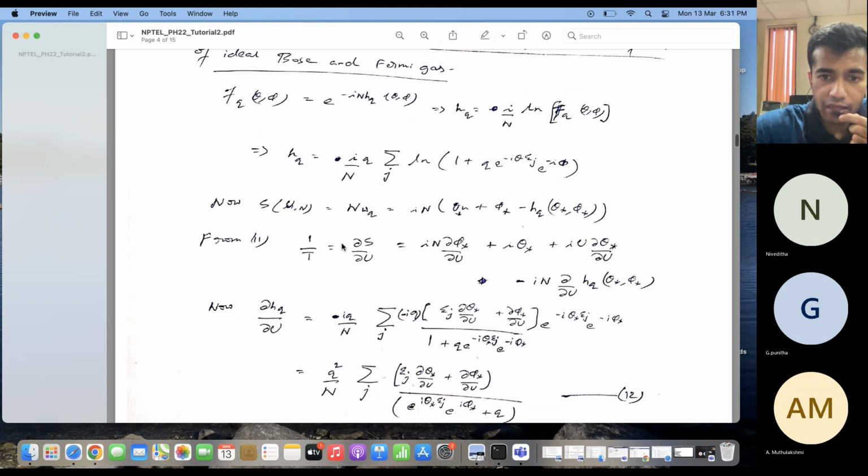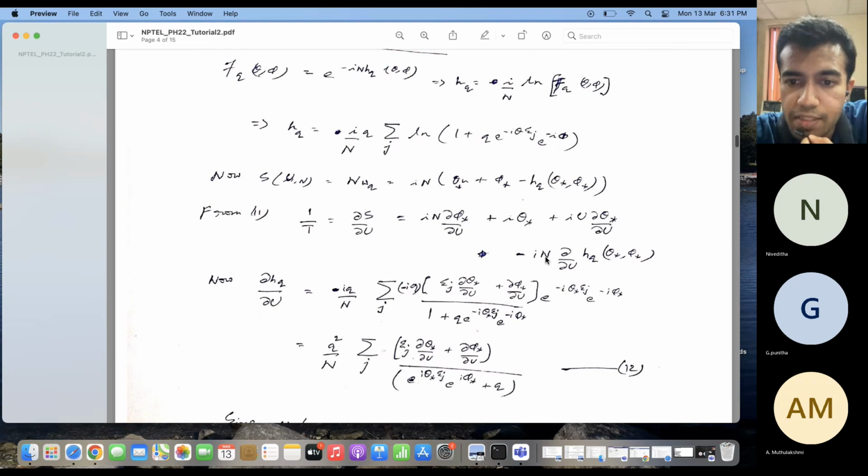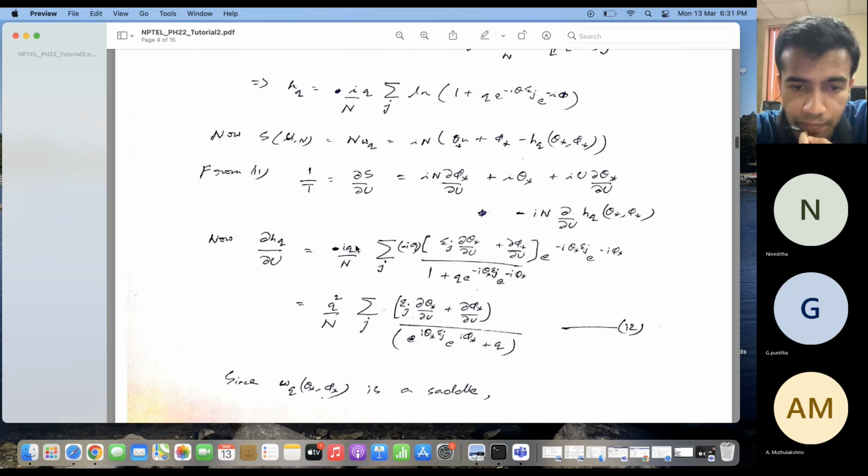So if I evaluate del s del u, then it turns out to be I n del phi star del u, plus I theta star when I take the derivative with respect to capital U, plus I capital U into del theta star del u, minus I n del u of H_q. So first we try to look at this quantity. We can break the H_q into different parts and then evaluate the derivatives.